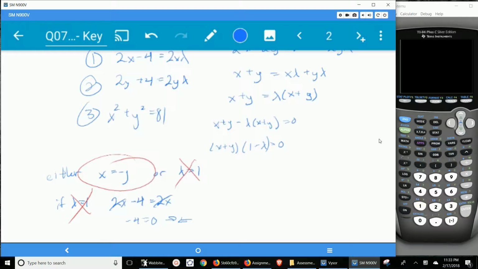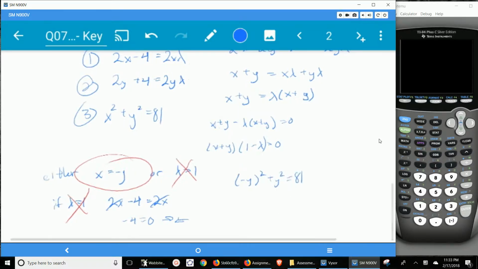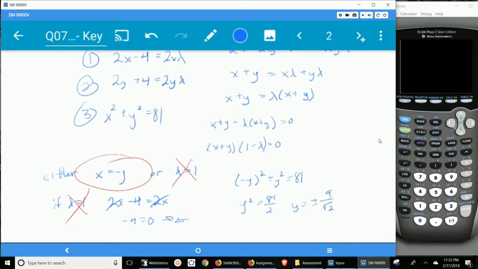If that's true, then going over to here, we can say that x squared plus negative y squared plus y squared is 81. So y squared is 81 halves. So y is plus or minus 9 over root 2. Okay, then because they are opposites of each other, that implies that x is negative or plus 9 over root 2. They're opposites of each other. So we just need to calculate these numbers. Got to put them in the function.